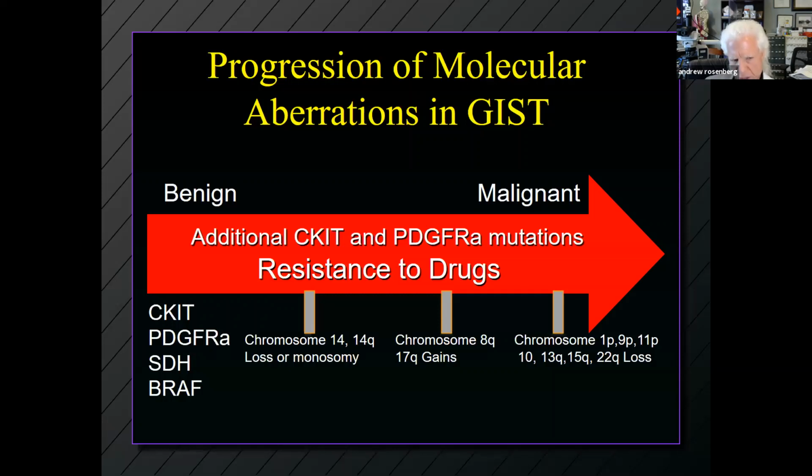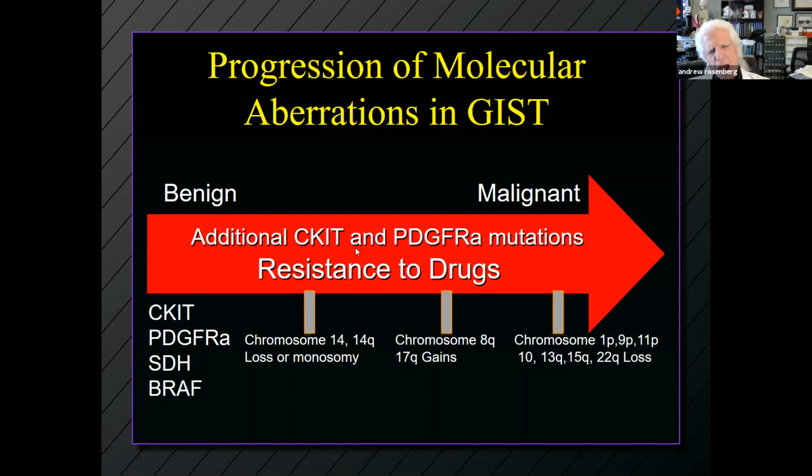Once we know the mutation in the gastrointestinal stromal tumor, it allows us the opportunity to treat. But as long as there are tumor cells in the body, there is additional risk for the acquisition of new mutations over time. So as these new mutations develop, it may make that gastrointestinal stromal tumor no longer susceptible to the drugs that have been developed against mutations in c-KIT.